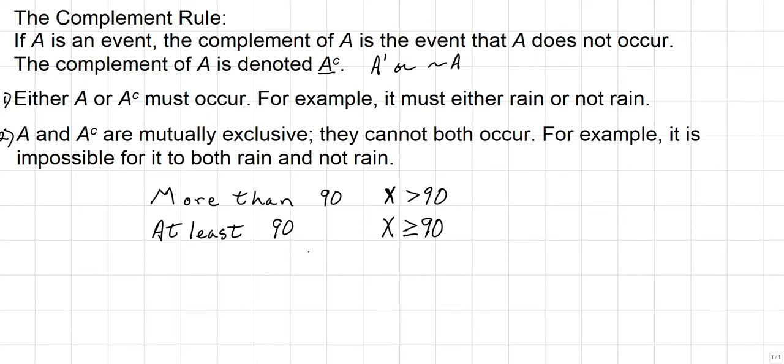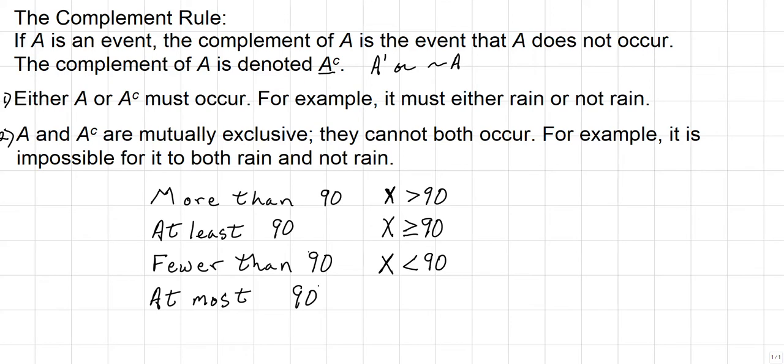The next one that we'll look at is fewer than. I'm going to go ahead and continue to use 90, so fewer than 90. That means my event X is going to be less than 90. And then finally, we're going to talk about at most. So at most 90 means that 90 is the maximum. It could be 90, but it's going to be less than that. Maybe it could be 89, it could be 22. So we'll write that as X less than or equal to 90.